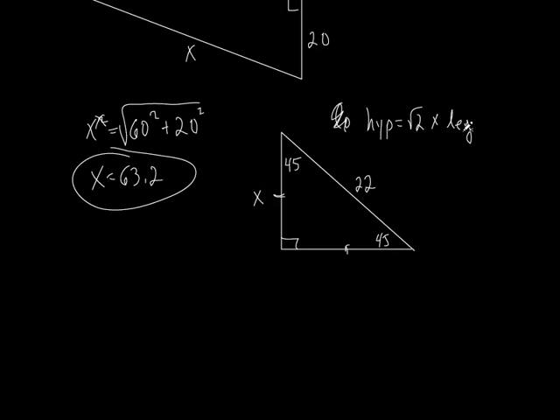If the leg was 5, what would the hypotenuse be? Just 5 times the square root of 2. That's right. That's all you do. Write it like that. Don't even need to put that in a calculator. Just keep it 5 square root of 2.